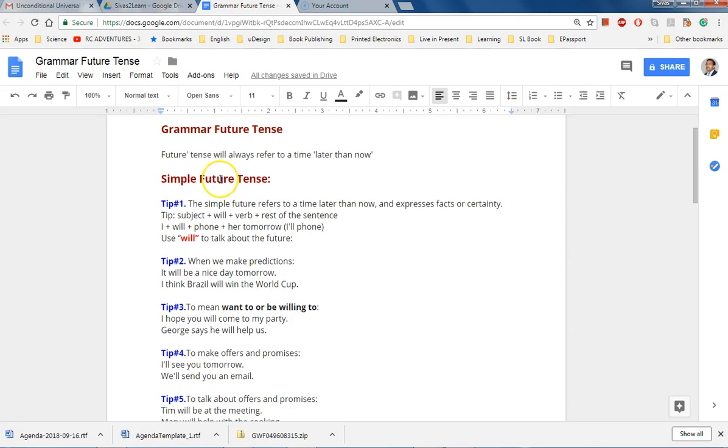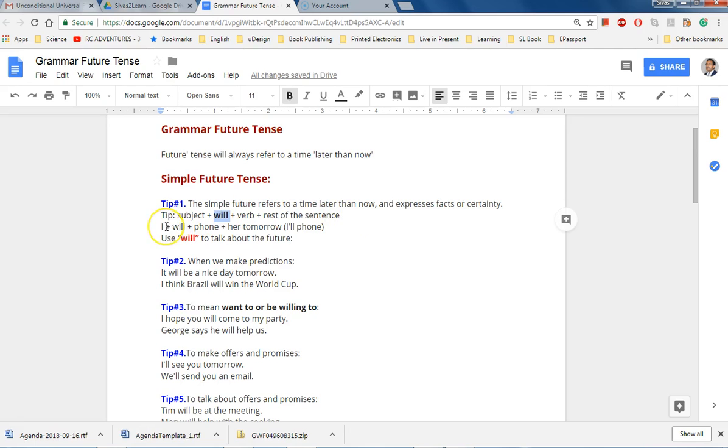Okay, so future tense will always refer to a time later than now. For example, I will talk to you tomorrow. So that means tomorrow, right? The main thing is that you will use "will". This is the format, and you have to understand the format: subject, will, verb, and the rest of the sentence.